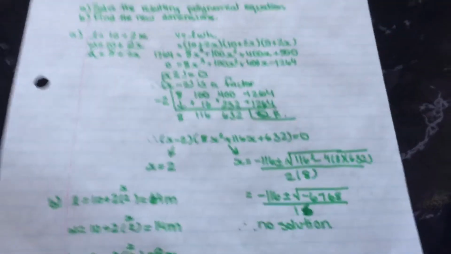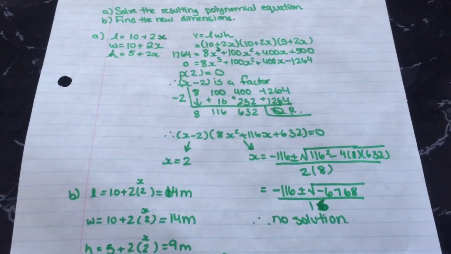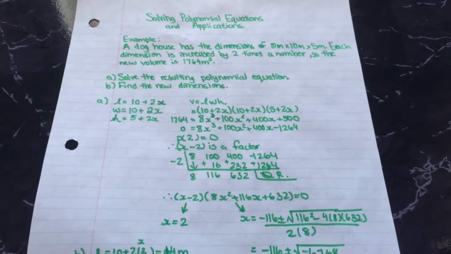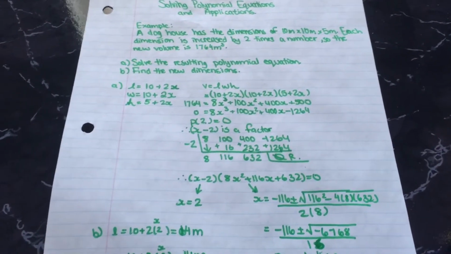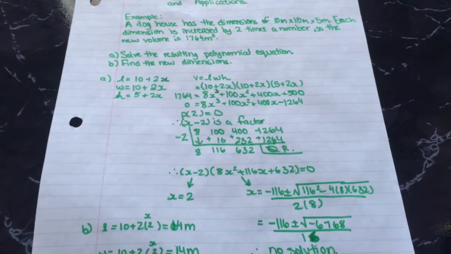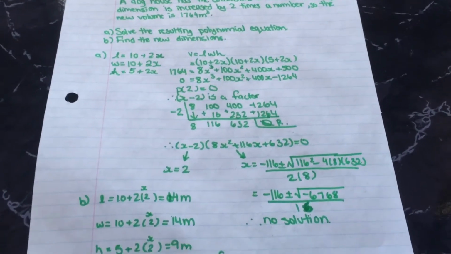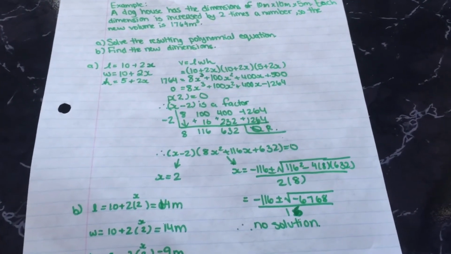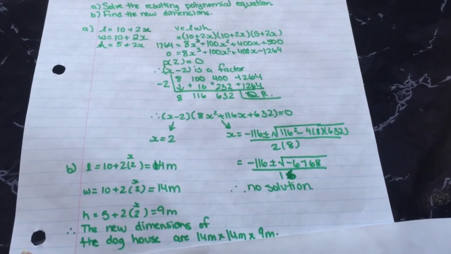So basically that's it. It's as simple as that. All you have to do is find the x values or x-intercepts, and after finding them, you just read the question carefully and write down whatever you're looking for. So in this case, it was a dimensions question, so we found the dimensions.